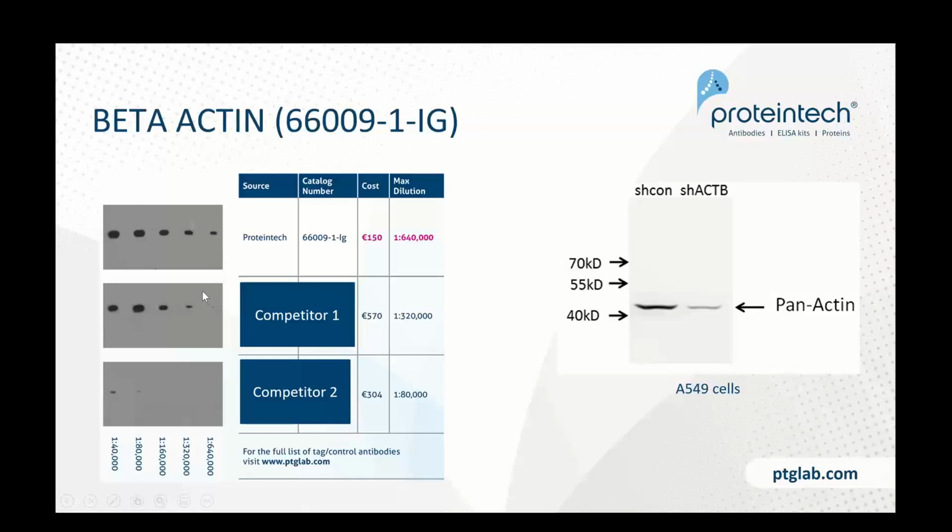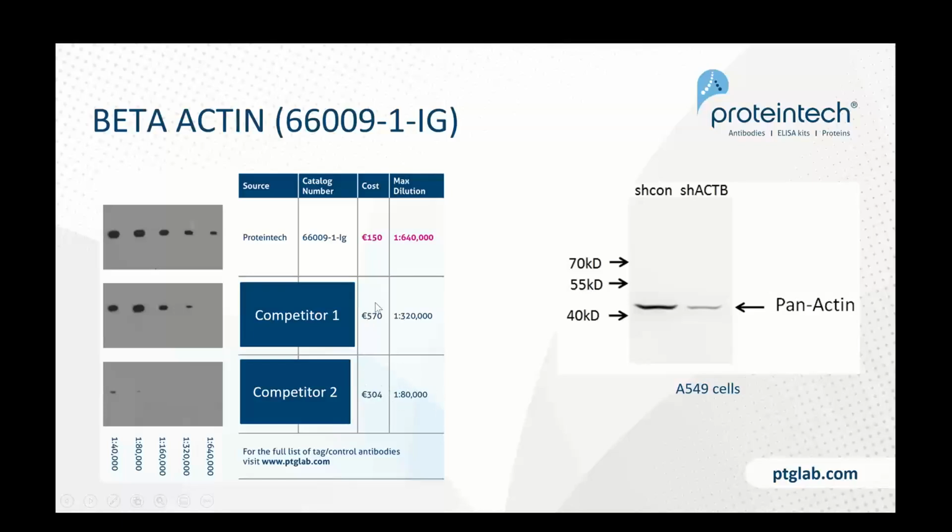We then compared this, on the same experiments, to ones from other companies that provide this. And as you can see here, the signal drops out precipitously. And the Proteintech one is quite superior. Its max dilution is about 1 to 640,000. So it's almost like one vial is a lifetime supply. And for the competitors, this one's 1 to 320,000 and this one's 1 to 80,000.